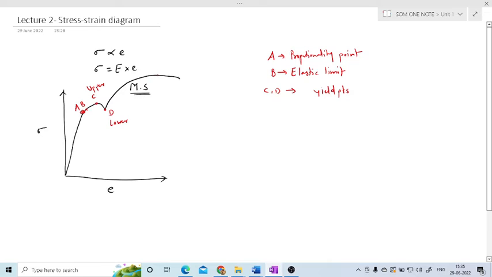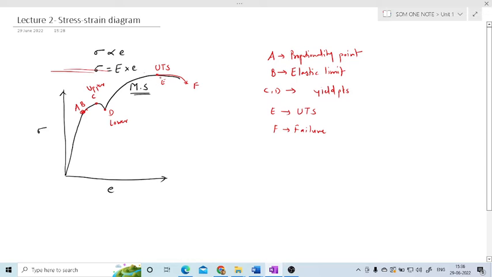Then the next point is ultimate tensile strength. I'll mark this point as E. So E is nothing but the ultimate tensile stress. This is the maximum stress value up to which the material can sustain. Then this graph moves downward, and the next point will be F, that is the failure point. F is nothing but the failure point where the material fails.